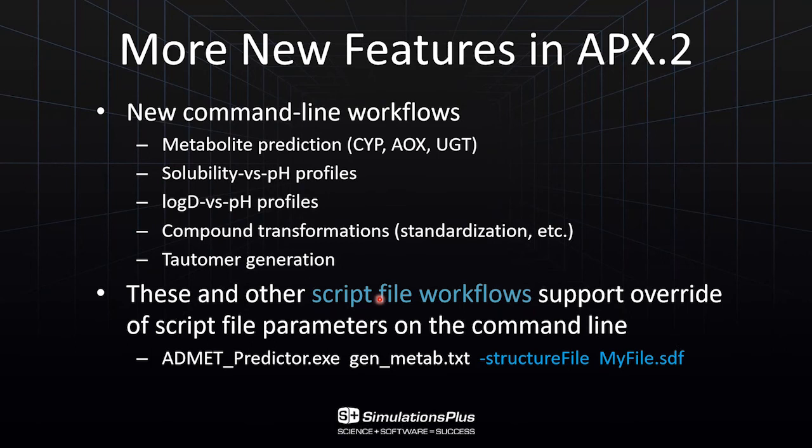We've extended all of the Scriptfile workflows to support override of parameters on the command line. So as an example here, the structure file parameter in the metabolites script file can be specified on the command line like this. This is convenient because you can leave parameters that you don't usually change defined in the file, like for example, the list of metabolizing enzymes, and then specify the parameters that do change on the command line directly, like the input structure file.